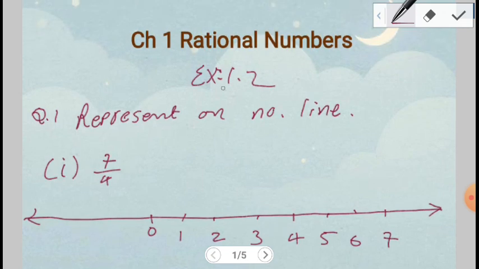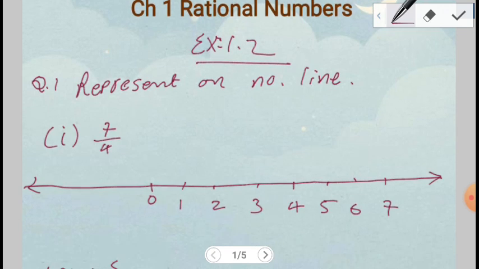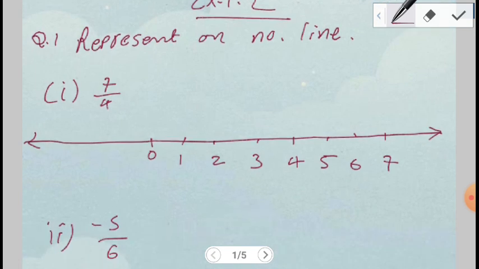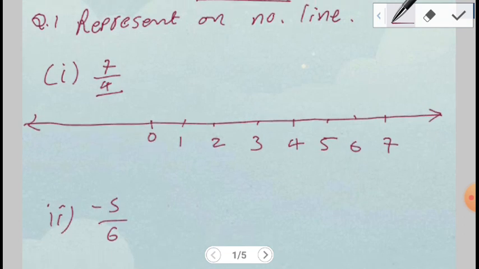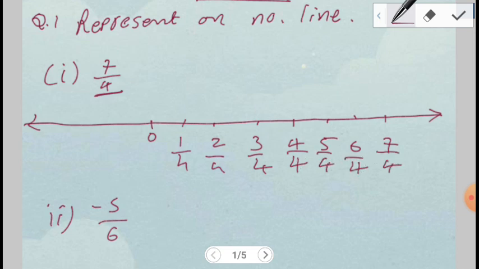Today, in the second exercise, the first question is: represent the given rational numbers on the number line. Here we have 7 upon 4. How can we represent that on the number line? Here we have the denominator as 4, so we write 4 in the whole denominator. This will become the same type of rational number, so we can locate 7 upon 4 here.